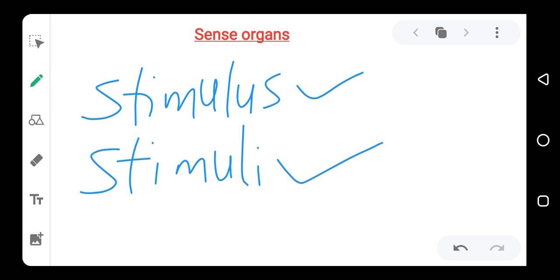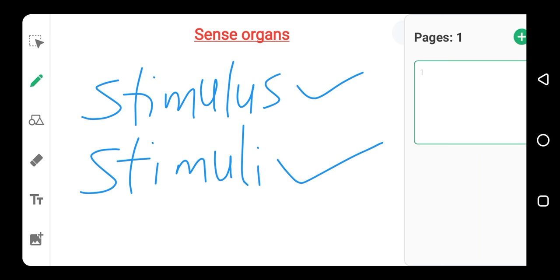So the sense organs help us to detect external stimuli, or they help us to know the changes in our environment, or they help us to know what is happening in our surrounding. These are different ways you can define the sense organs. Now, in the human body, we have 5 sense organs.